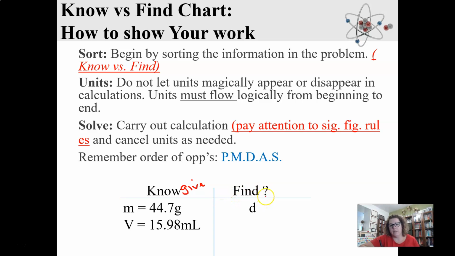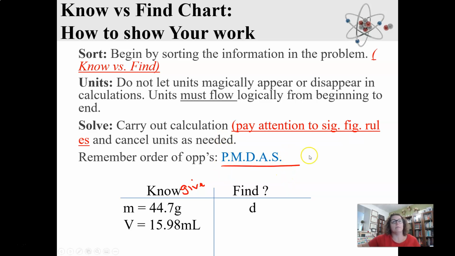I like to call it the find, the question mark. Then you're solving for whatever they want you to find. So you can put the letter. Try to get used to writing symbols instead of words, because it's going to save on time. Okay. Once you figure out what you're going to solve for, then figure out how many steps to get there. Do I need to convert anything? Sig figs and order of operations.